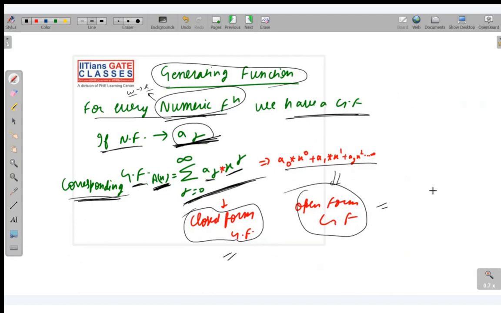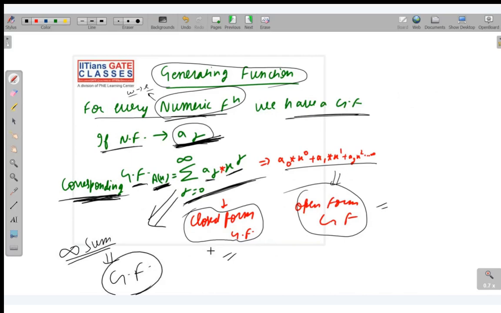So if the numeric function is a_r, then the corresponding generating function is a_r into x power r, with sigma r equals 0 to infinity. This is the keyword. Whenever in the GATE exam you see sigma r equals 0 to infinity, or some infinite sum kind of thing, immediately you will say the question is of generating function. So this is the way to check in the GATE exam. Please take snapshot. I will jump to the next slide.